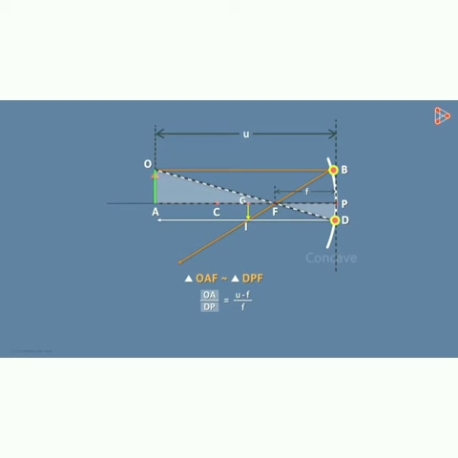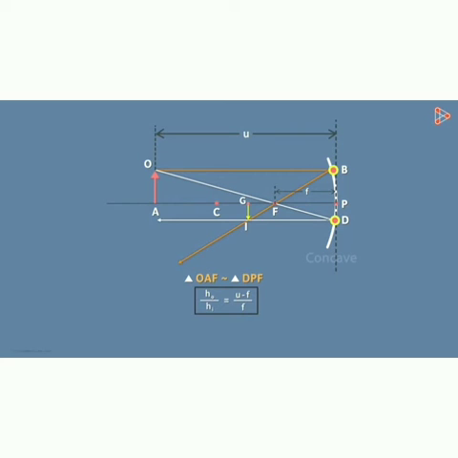And what are OA and DP? They are the heights of the object and image. Let me denote these as HO and HI. HO is nothing but the height of the object and HI is nothing but the height of the image. Now let me call this equation 1.